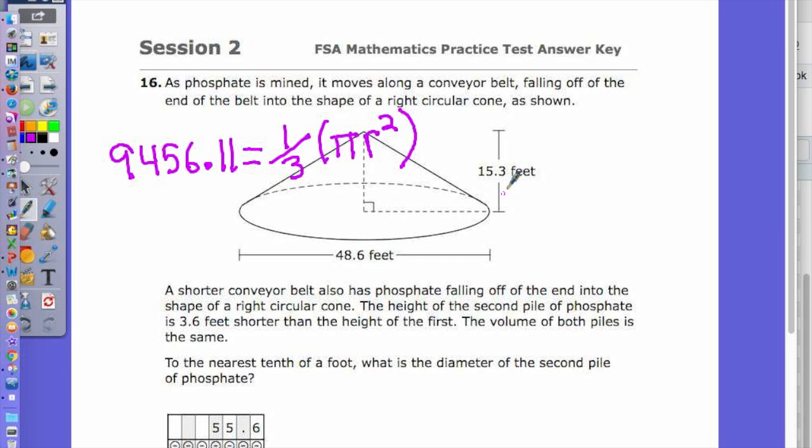If this height is 15.3 and your other height is 3.6, what's 15.3 minus 3.6? So you'd multiply by 3, right? You divide both sides by 11.7. You divide by pi, and then take the square root of the radius. Or you take the square root of it out. Do you understand how we got 55.6?